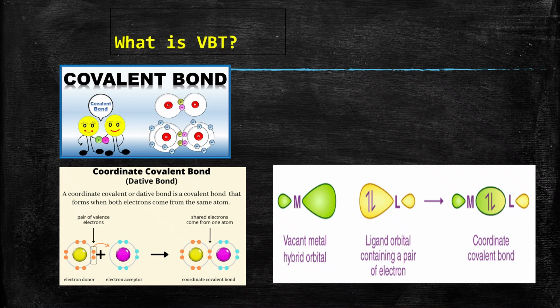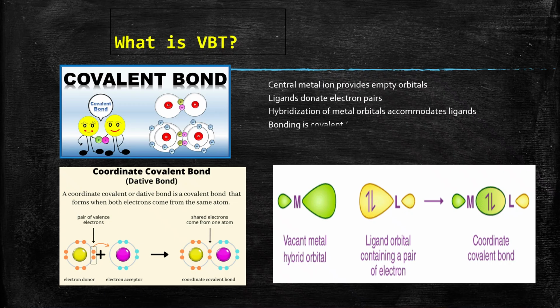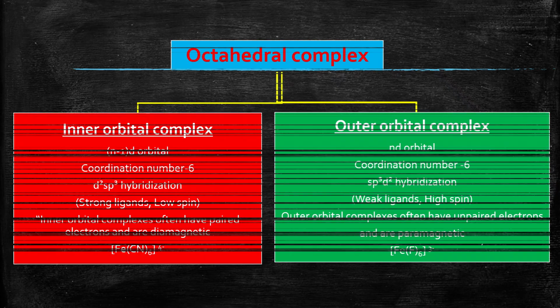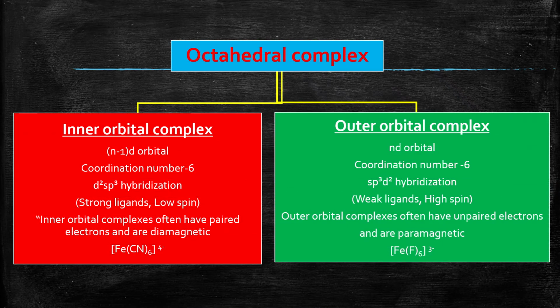In valence bond theory, the central metal ion provides empty orbitals like s, p, d, and ligands donate electron pairs. The central metal ion uses hybrid orbitals to accept electron pairs from the ligand, and this overlap creates covalent bonds. Valency bond theory was the first theory which explains the geometry and magnetic property of many coordination compounds. The geometry of a complex depends on the type of hybridization.